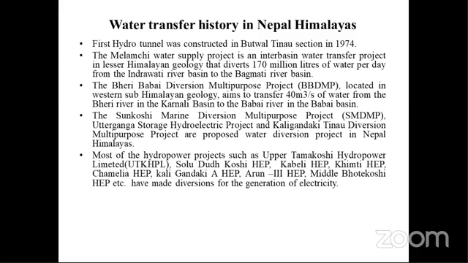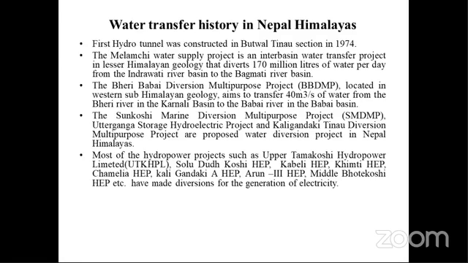And secondly, the Bheri Babai diversion multipurpose project. This is also an interbasin water transfer project and is under construction. The tunnel is already completed, but the dam and other infrastructure are still under construction. This is also an interbasin water transfer project in the sub-Himalayan region, that is Siwalik of the Nepal Himalayas. It aims to transfer water from the Bheri river basin to the Babai river basin, transferring 40 cubic meters of water per second for electricity and irrigation.